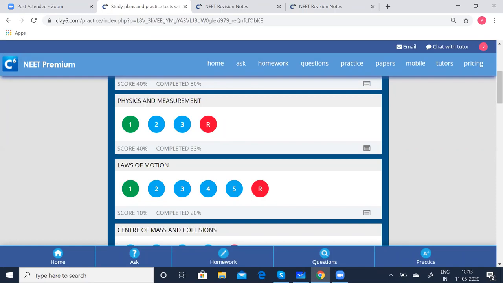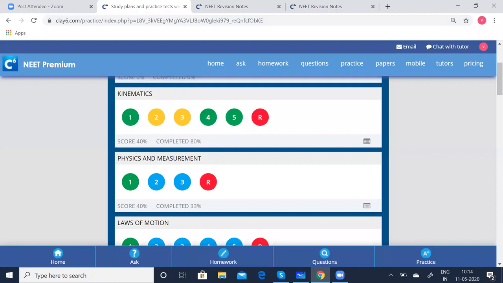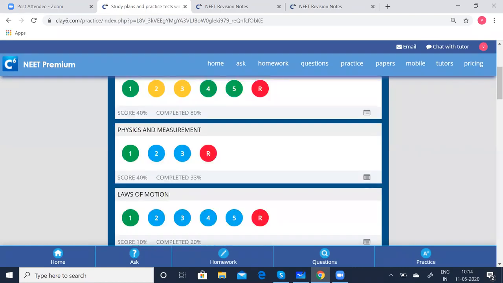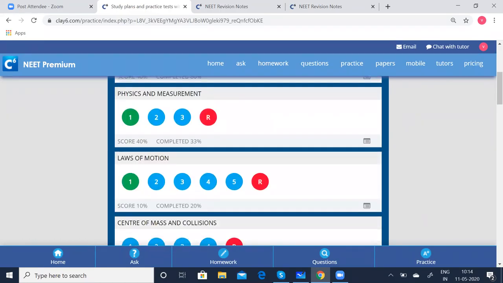The blue bubble indicates that you have to take the test. You have not taken the test yet. The red one indicates a random test. The yellow one indicates that it is an incomplete test. Okay, so now let me go to the laws of motion, the first test.